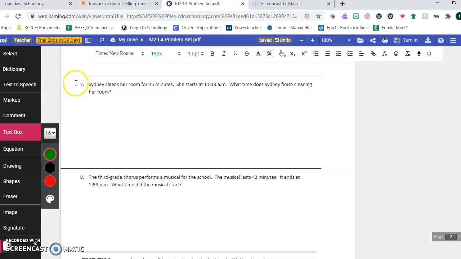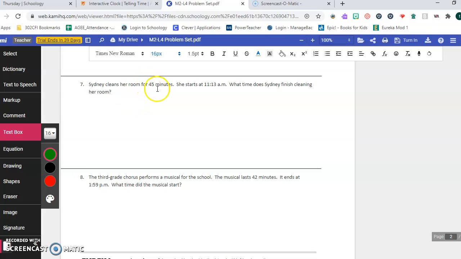So this is the problem set for lesson 4, and I would like for you to be keeping track of the work by doing it as I do it in your workbook. Number 7, Sydney cleans her room for 45 minutes. Okay, this is the elapsed time. That's how much time passed. She starts at 11:13. Okay, so this is our beginning time. If we have the beginning time and the elapsed time, we can add the minutes to each other. So we can add 13 minutes to 45 minutes, and that'll give us the minutes for the ending time. What time does Sydney finish cleaning her room?